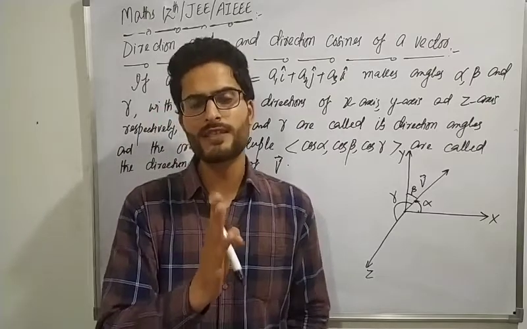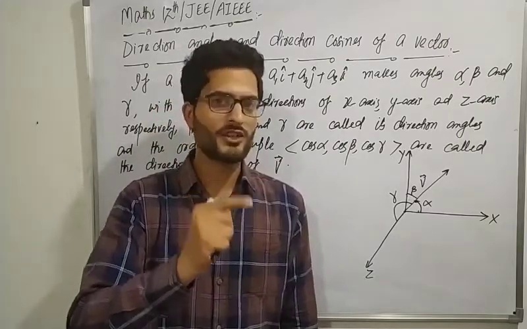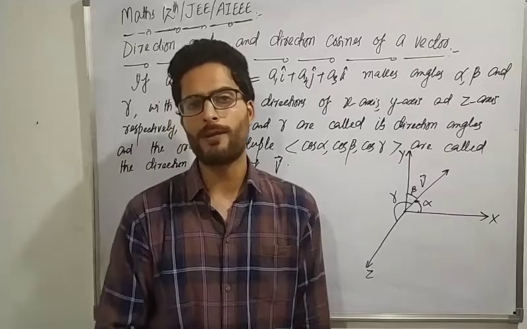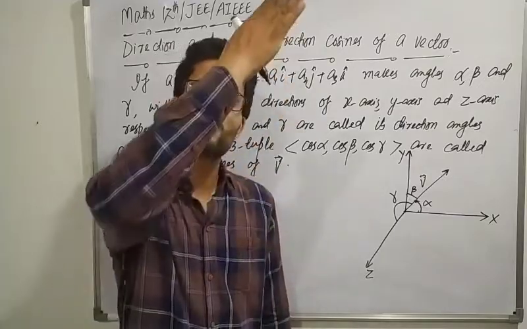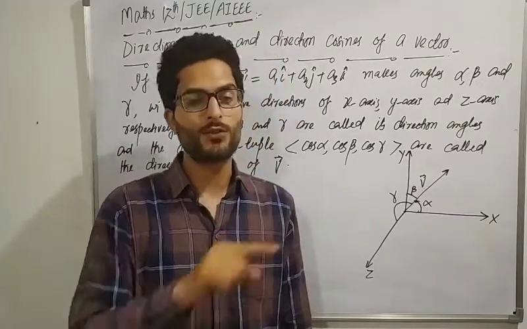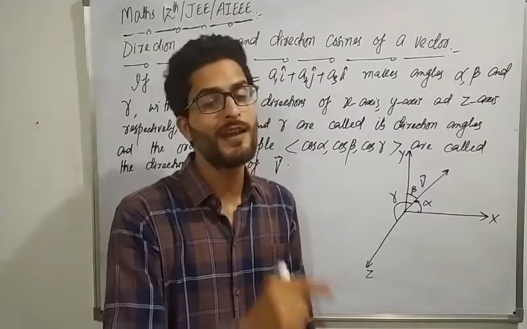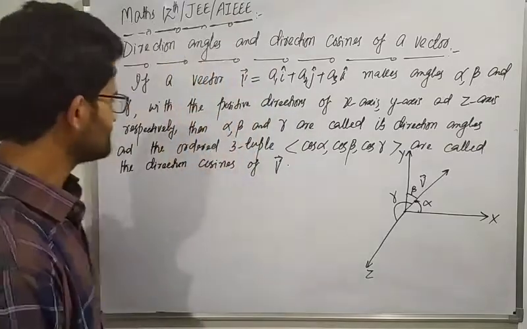एक वेक्टर कौन से एंगल बना रहा है with the positive x axis, with the positive y axis and with the positive z axis? उन्हीं एंगल्स को हम कहते हैं उस वेक्टर के डायरेक्शन एंगल्स.